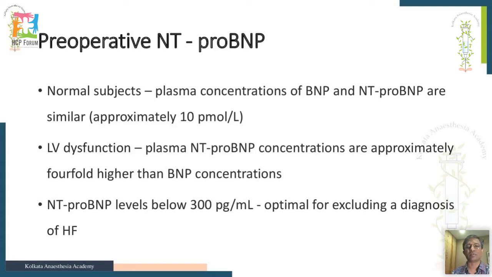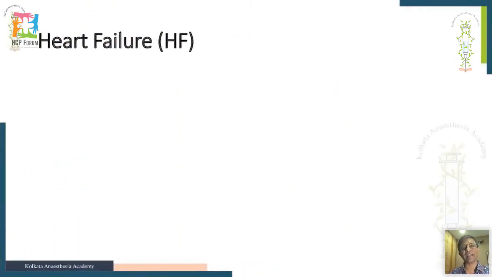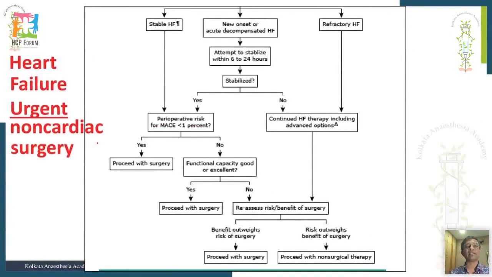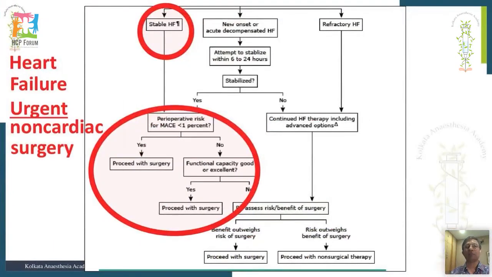So heart failure is something that should be bothering you. If there is a person with decompensated heart failure, all non-cardiac surgery has to stop. The patient has to be optimized before you take them in for surgery. And this is even for urgent non-cardiac surgery, with three arms: stable heart failure, a patient with new onset or acute decompensated heart failure, or a person with refractory heart failure. What do you do with it? If it is stable heart failure, with a MACE of less than 1%, you can possibly go ahead with surgery.